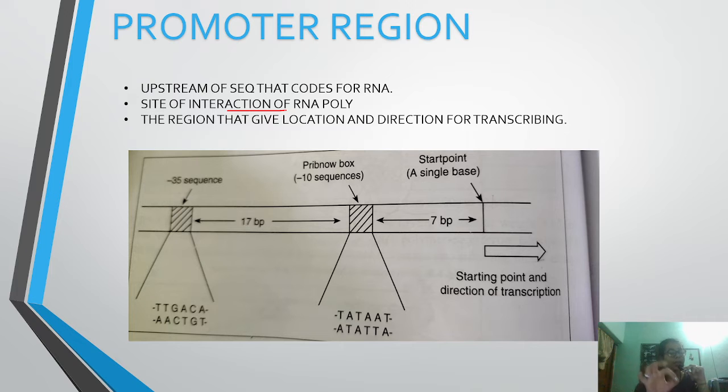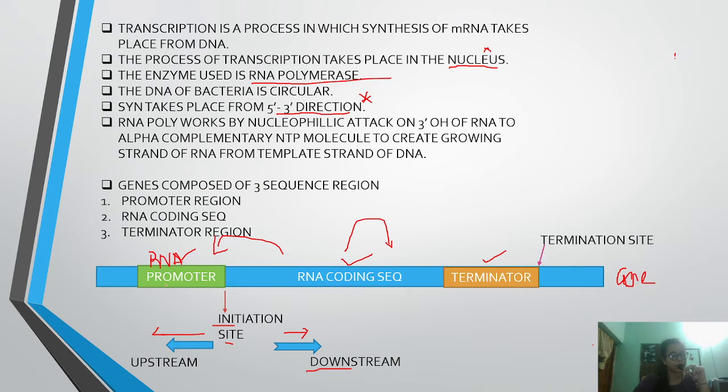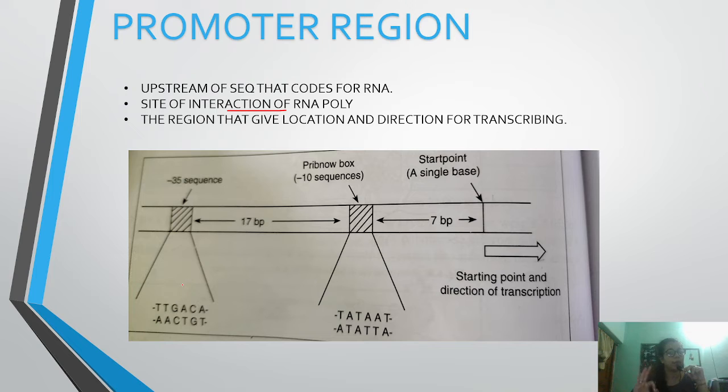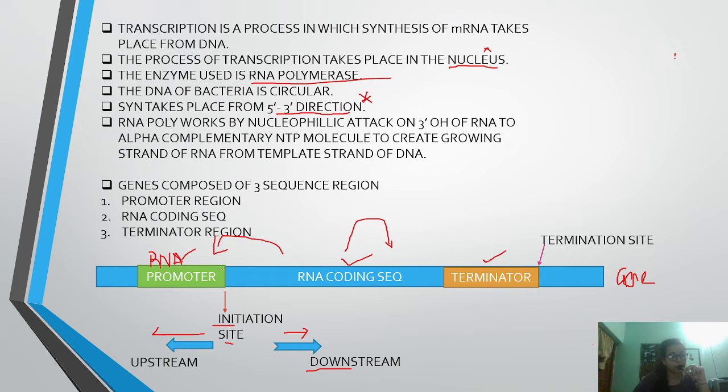The RNA polymerase binding will take place in this region, and this region gives the location and direction to the transcription. So this is the main site which will give the direction to the RNA polymerase to move forward. It will direct that you come and bind here, and the process of transcription will begin from the initiation site. One more important thing: the promoter region consists of three important sequences. One is the minus 35 sequence, next is the minus 10 sequence, and then the start point or the single base. You can see here, this is the start point or the initiation site.